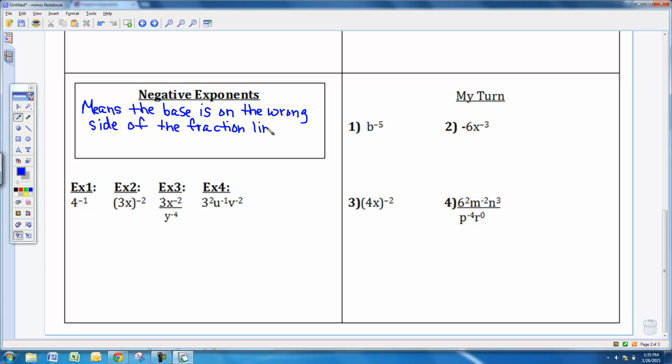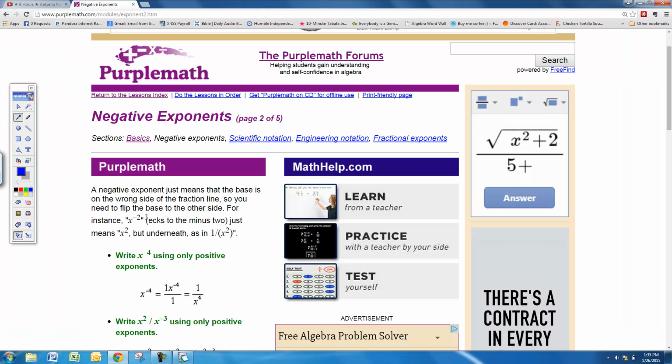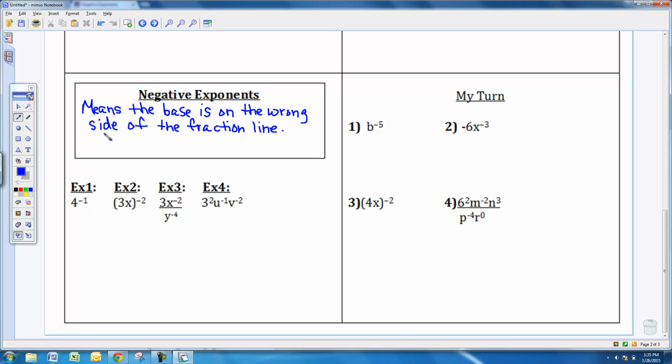So what are we supposed to do to make that negative exponent positive? Well, the Purple Math website says to flip the base to the other side of the fraction line. So what we'll need to do is flip the base to the other side.